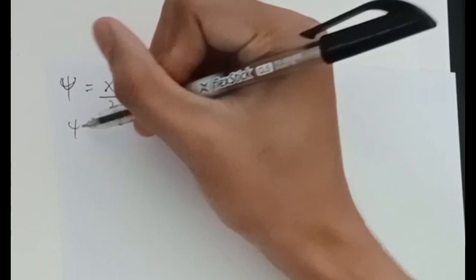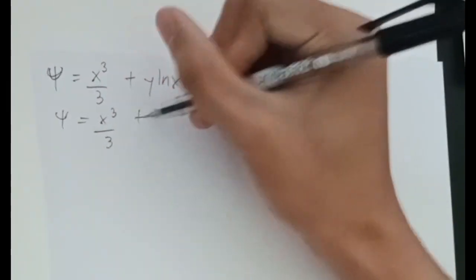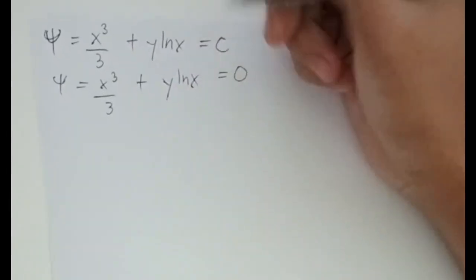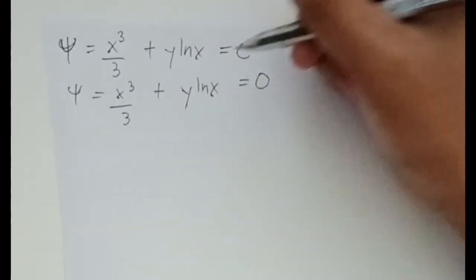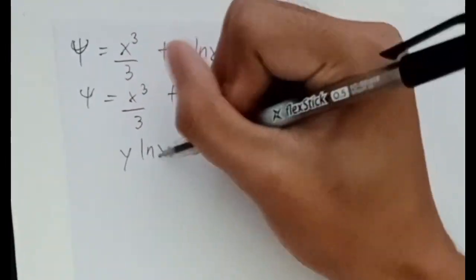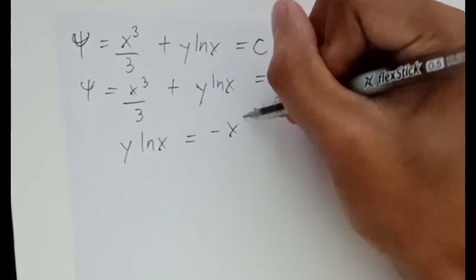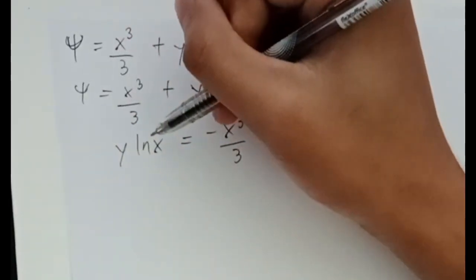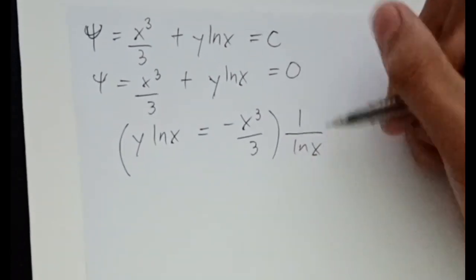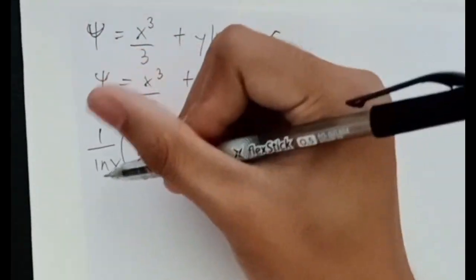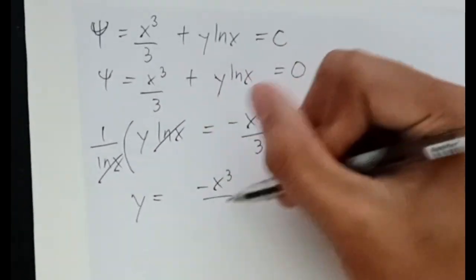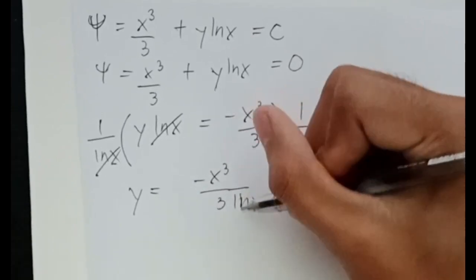So this will become psi is equal to x cubed over 3 plus y ln of x is equal to 0. In this case, we will find the value of y. So we'll be transposing x cubed over 3 to the right side of the equation. That will give us y ln of x is equal to negative x cubed over 3. In order to cancel ln of x on the left side of the equation, we'll multiply 1 over ln of x to both sides of the equation. So this will cancel, and y now is equal to negative x cubed over 3 ln of x.